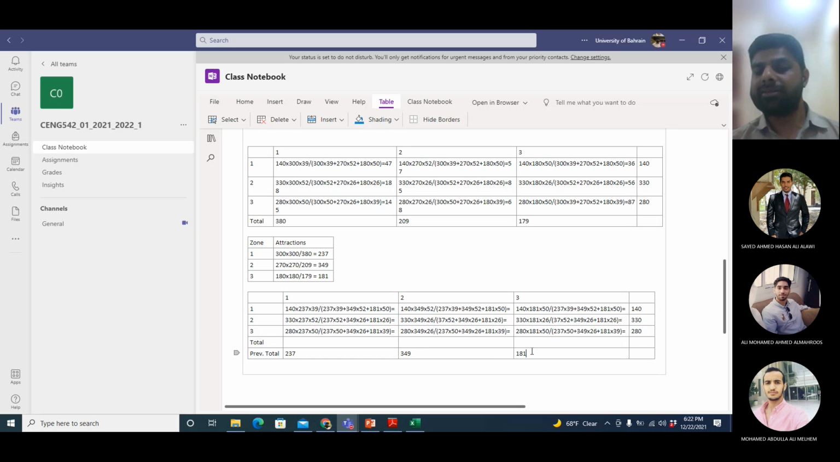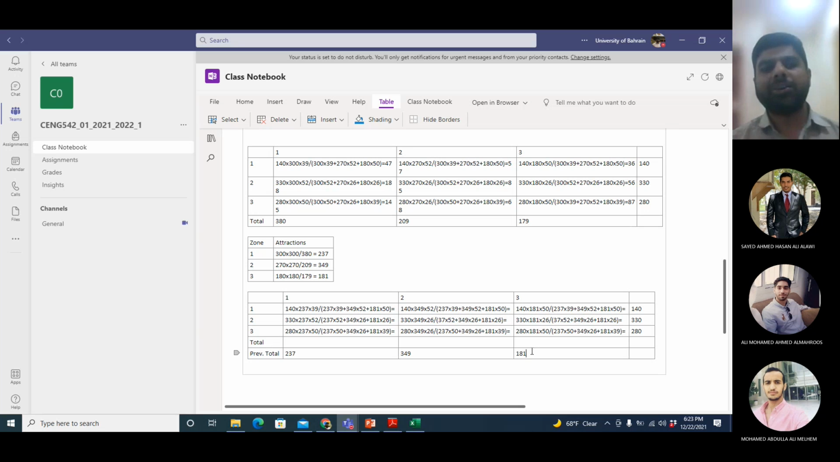Difference between this one and this one, less than 5%. Plus or minus doesn't matter. So either it is plus 5% difference or minus 5% difference. Both are allowed. Okay. So practically, ideally, you should stop doing the iterations when you reach the stage where the difference between the previous attraction and the new attraction is 5% or less. Plus or minus doesn't matter.